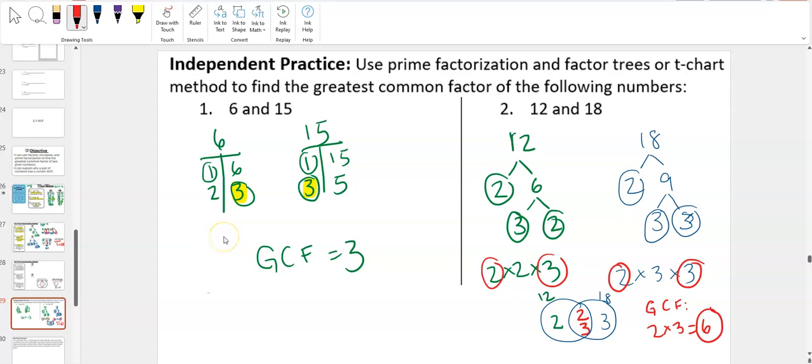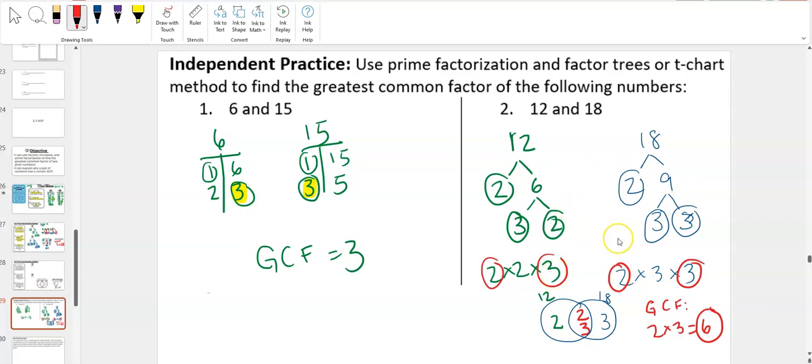So on this side for 6 and 15, I made two T-charts and found 3 is the largest number they have in common for factors. And then on this side for 12 and 18, I made 2 prime factor trees. I found their prime factors they have in common. Those are circled in red. They went in the middle of my Venn diagram with the leftover pieces on each side. And then you just multiply what's in the middle to get your GCF of 6.